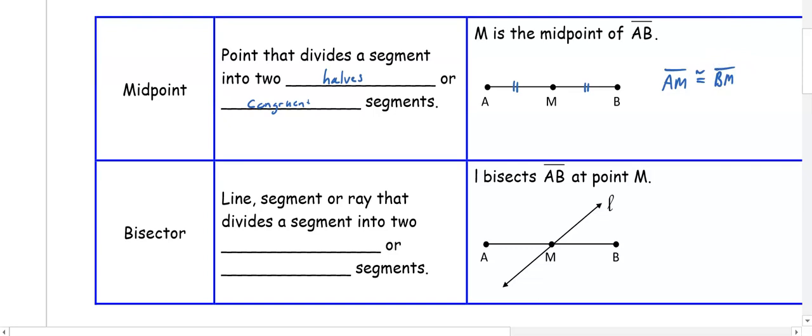A bisector then is a line, a segment, or a ray that divides a segment into two halves or two congruent segments. In this case, L is going to bisect at M. So M would technically still be the midpoint, but we have a line going through the midpoint, but it's still going to create the same end result. AM is still going to be congruent to BM.